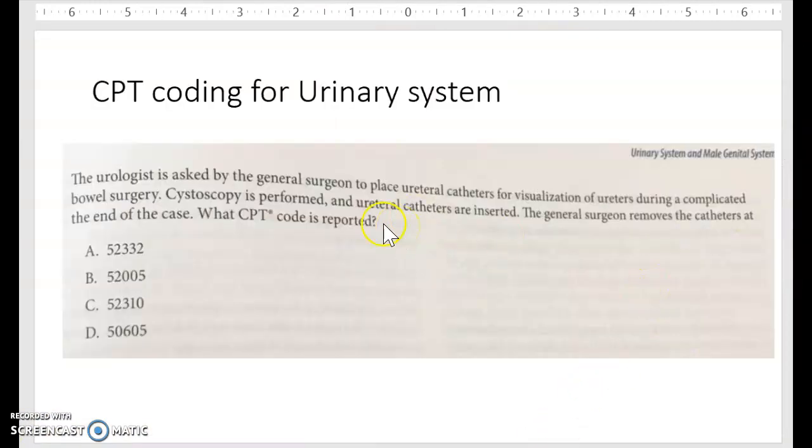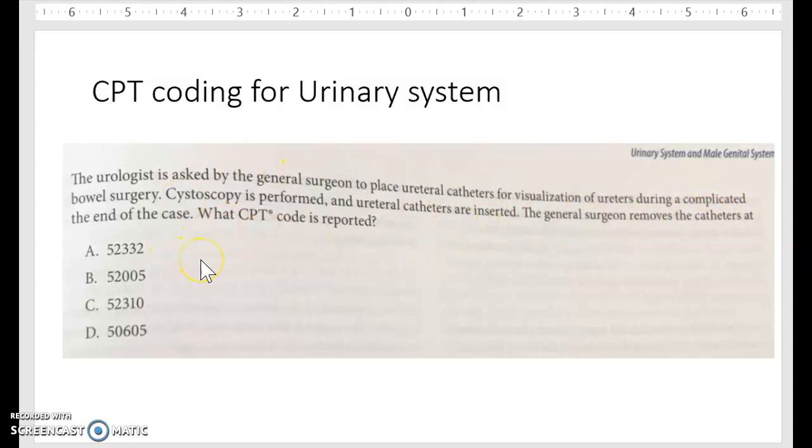So continuing with our question, the general surgeon places ureteral catheters for visualization of the ureters during a complicated bowel surgery. So the doctor is doing a bowel surgery. Why is he placing a ureteral catheter? Just to keep a good visualization, because he doesn't want to damage the ureter, which is right around the abdominal cavity, around the intestinal area of the body. So cystoscopy is performed and ureteral catheters are inserted. The general surgeon removes the catheters at the end of the case.